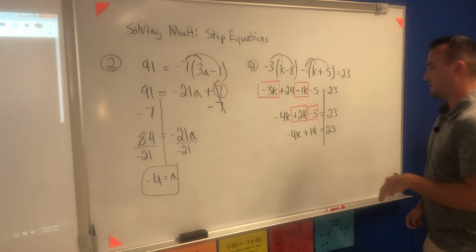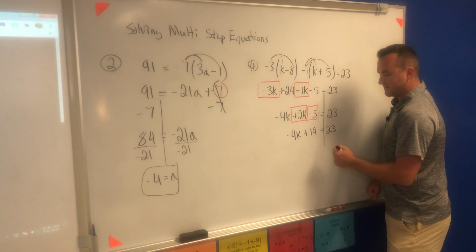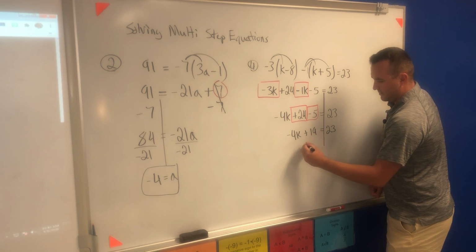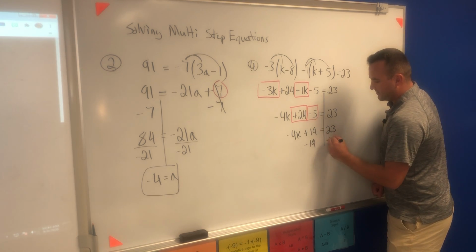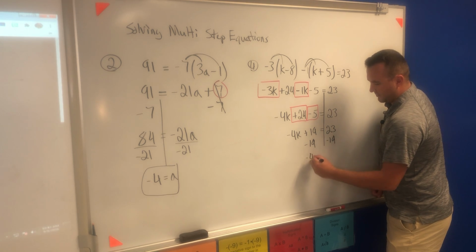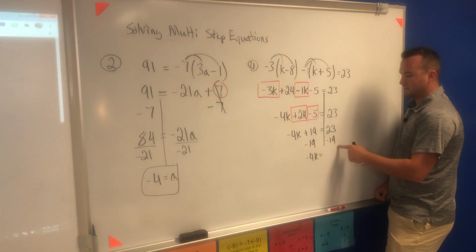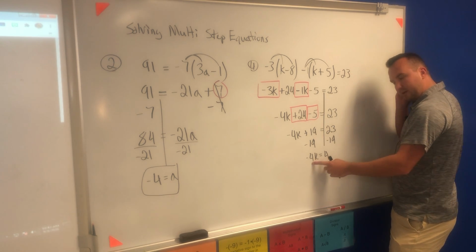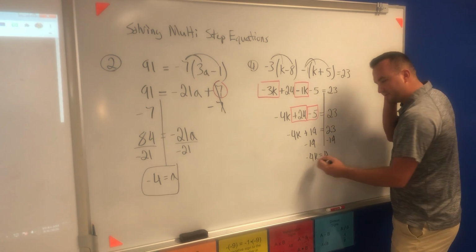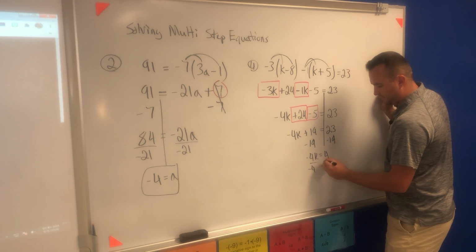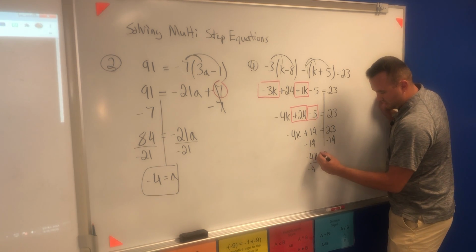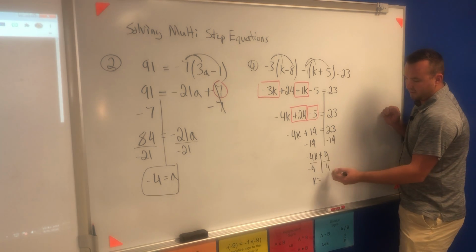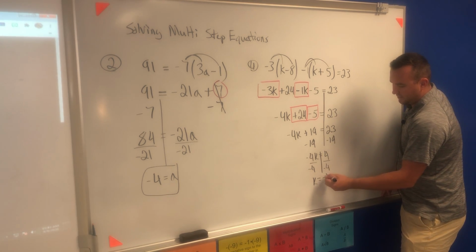Step 3, solve. To get k by itself, we start with this constant. So we subtract 19 to both sides. Negative 4k is equal to 23 minus 19 is 4. Negative 4 is multiplying to k, so we divide it. K is equal to 4 divided by negative 4, a negative 1.